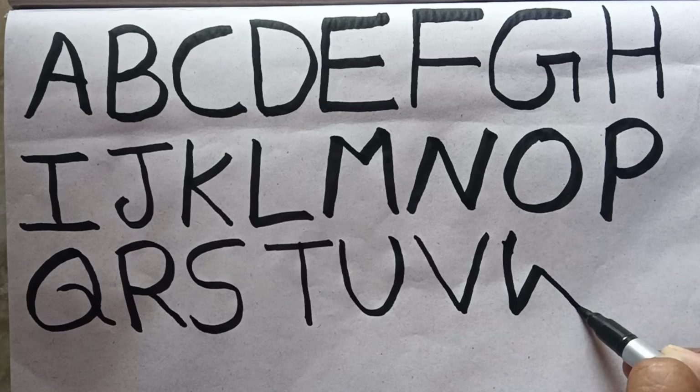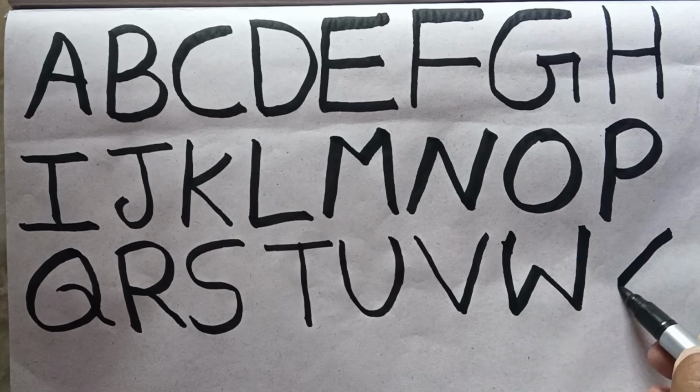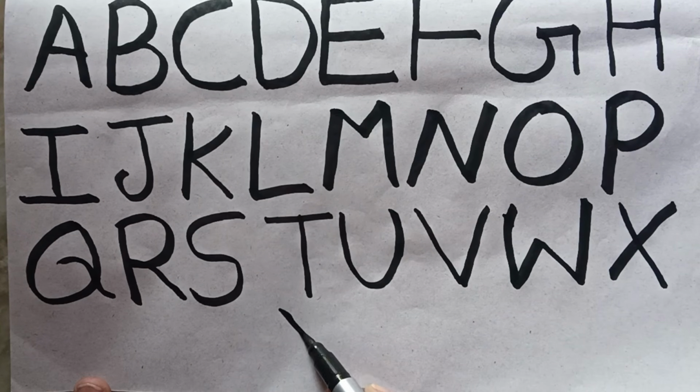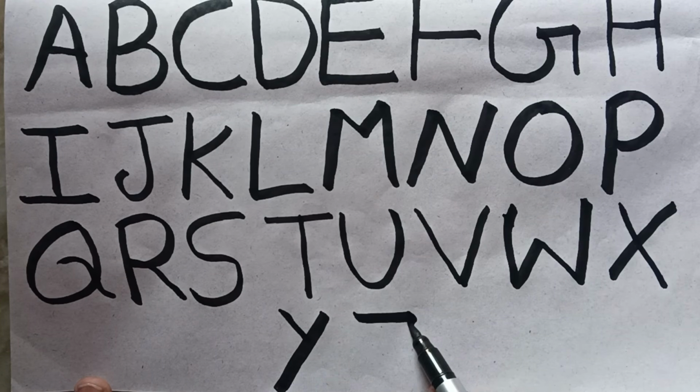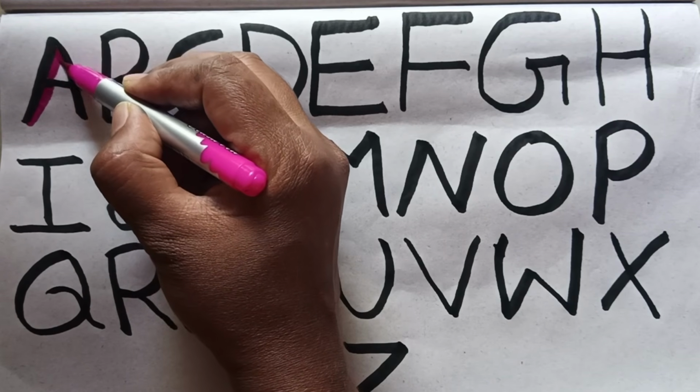W. W for watch. X. X for xylophone. Third line also completed. So now Y and Z. Y. Y for yogurt and Z. Z for zebra. And now this time one by one alphabet coloring.